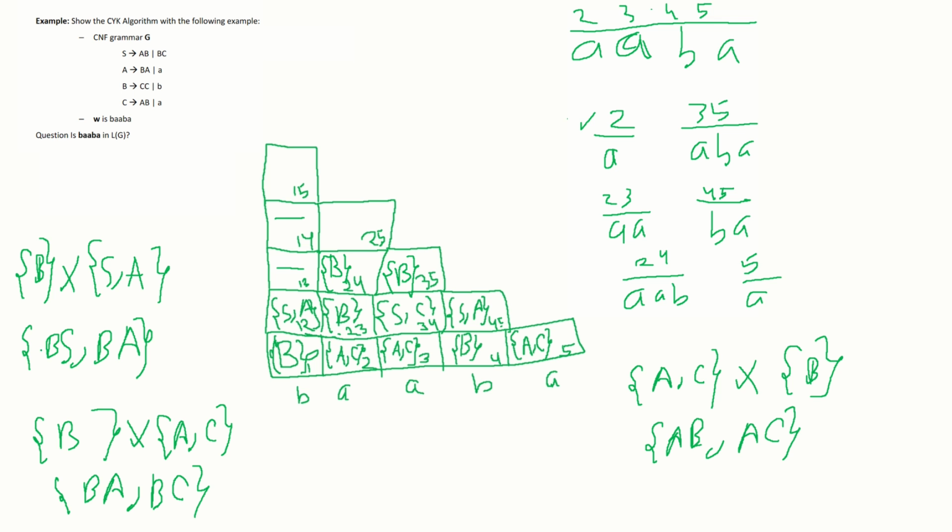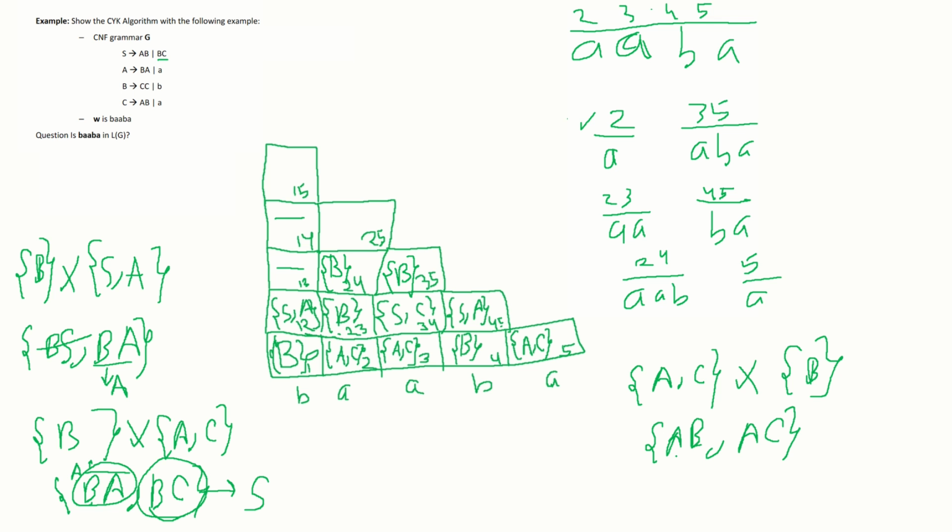BS is not in my grammar, so this is crossed out. BA is in my grammar, which can be generated from A. So this BA can be generated from A. This BC, we can generate BC from S. Look here, we can generate BC from S. So this BC can be generated from S, and this A was from A.